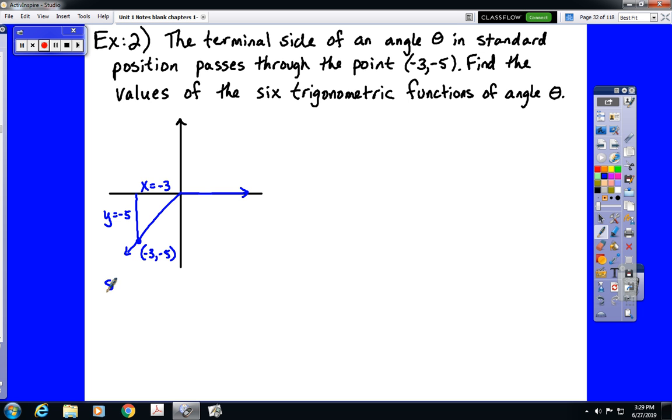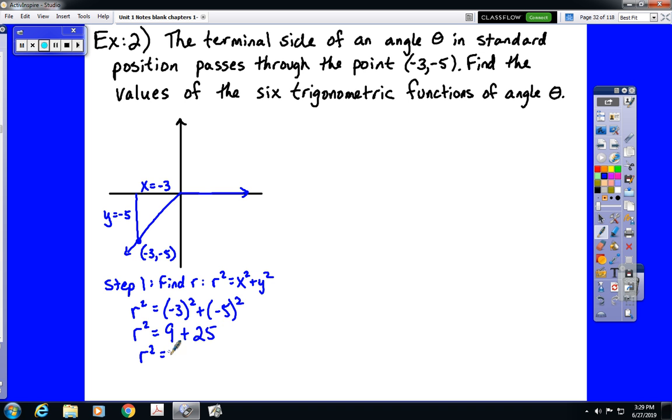Okay, so step 1, find r. Remember that r squared is x squared plus y squared. So r squared is -3 squared plus -5 squared. Remember that when you square a negative number, the square of a negative number is a positive number. So that would be 9 plus 25, which would be 34.